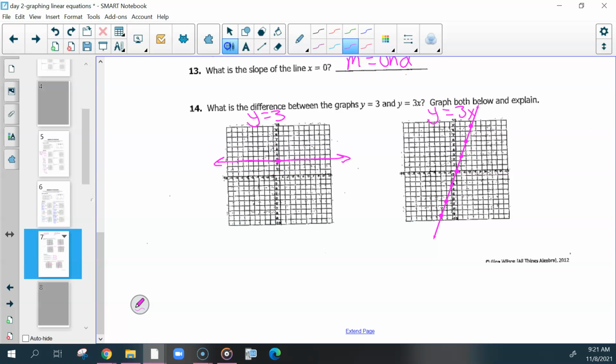So your y-intercept is what? Your slope equals 3. What's your y-intercept? 0. So we would start at 0 and then use your slope and go up 3, right 1, up 3, right 1, or go down 3, left 1, down 3, left 1. Do you have any other questions on this?